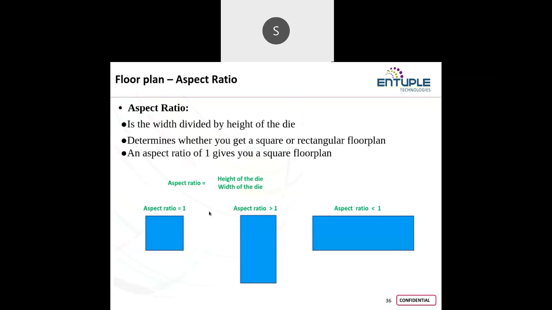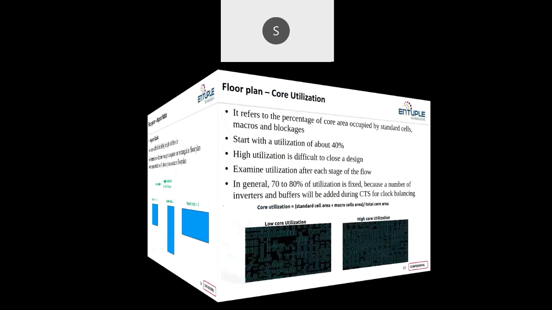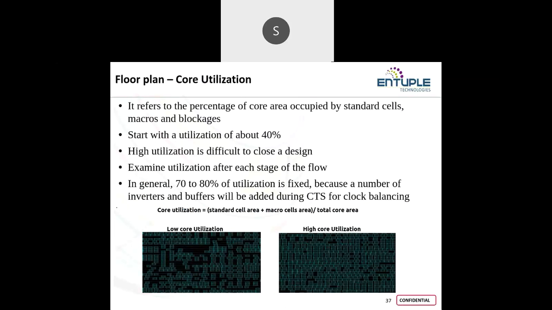So aspect ratio is the ratio between the horizontal routing resources to the vertical routing resources. If I am setting the aspect ratio equal to 1, the core area shape will be a square shape. If it is greater than 1, it will be a vertical rectangular shape. If it is less than 1, it will be a horizontal rectangular shape. So this is all about the aspect ratio, which is one of the floor plan control parameters.